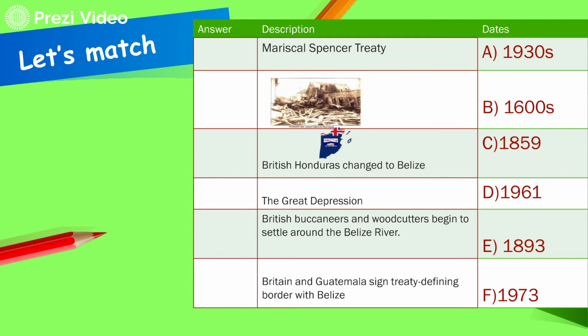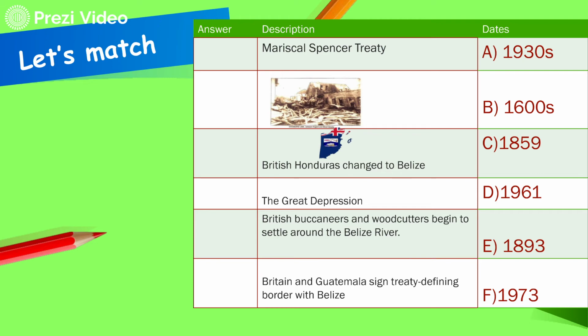I am giving you the opportunity now, boys and girls, to try as much as possible to match. So you should be thinking. The Great Depression. British buccaneers and woodcutters begin to settle around the Belize River. Then we have Britain and Guatemala signed treaty defining borders with Belize. Are you ready to match now? Let's go.